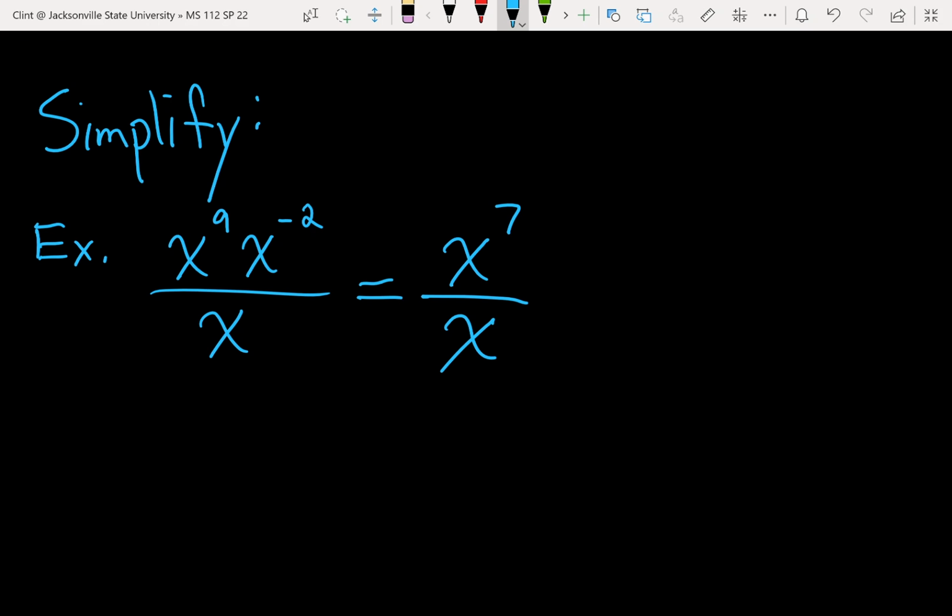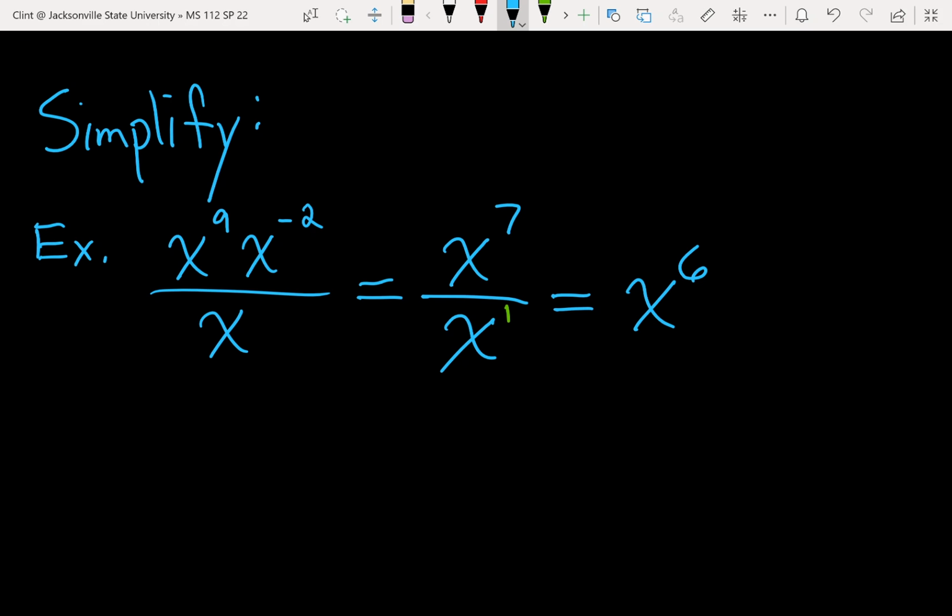See something else? Yeah, they cancel. We informally call it canceling. If we're thinking about our properties, how we're doing it is we're taking x to the 7th and x to the 1st, right? Doing 7 minus 1. If you want to think about one of the x's canceling, that's a little more informal, but that works.